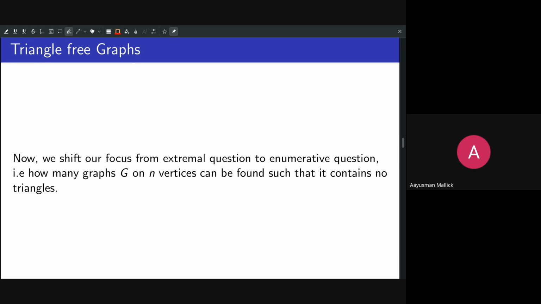I mean, you are proceeding in the right way, but don't think of it as a formula. Try to come up with it on your own. Suppose you don't know any formula, you just know the basic facts discussed today, up to Mantel's theorem. Now, how can you try to think of the number of triangle-free graphs?